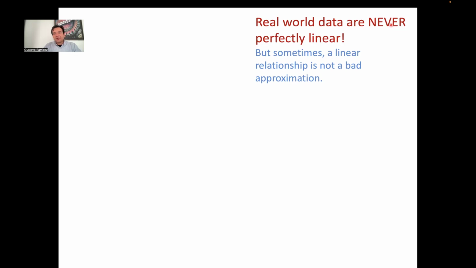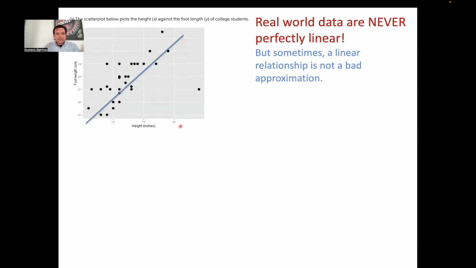So again, like I said, real world data are never perfectly linear, but sometimes a linear relationship is not a bad approximation of what's happening in the real world. All right. So with that being said, this is what I'm talking about here. So let's look at this more real world data here. So we have a scatter plot below that's kind of a cartoon, but it's supposed to represent, geez, one second.